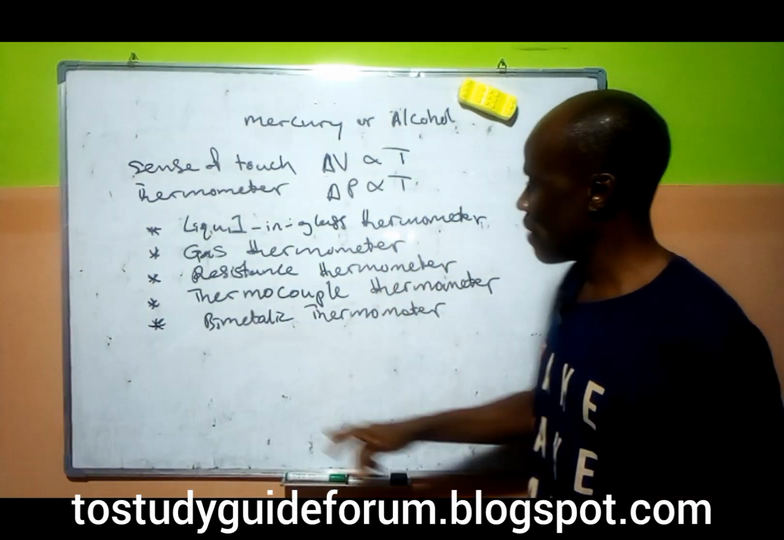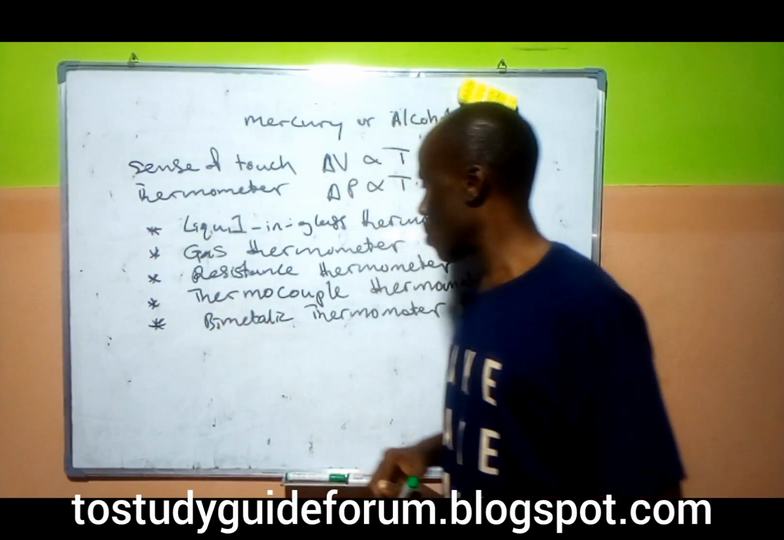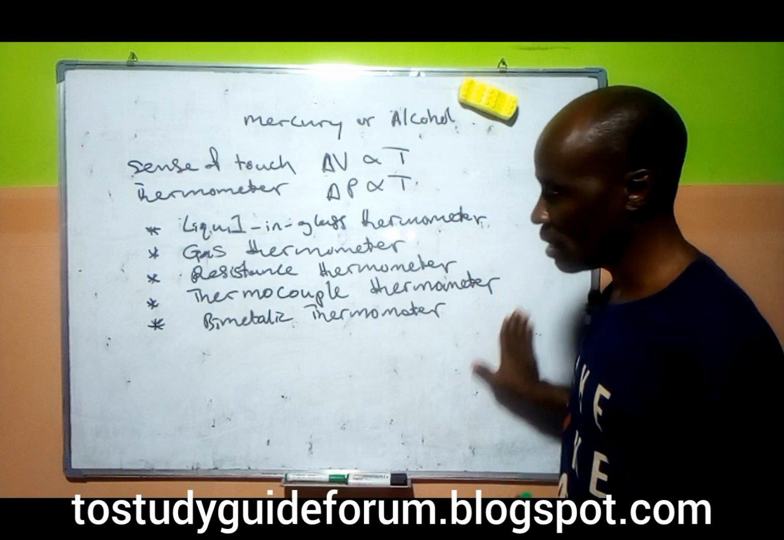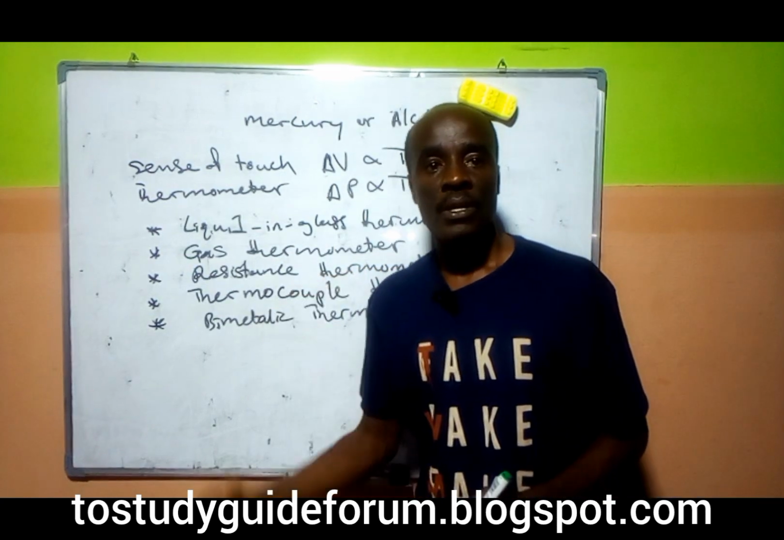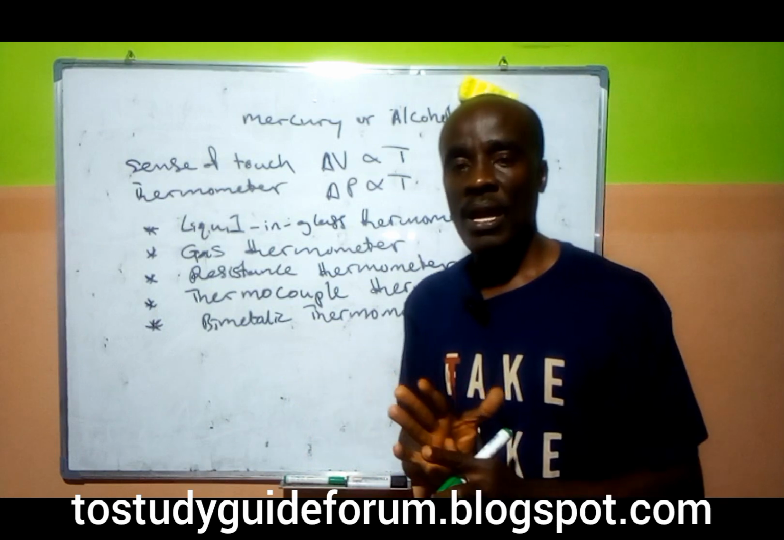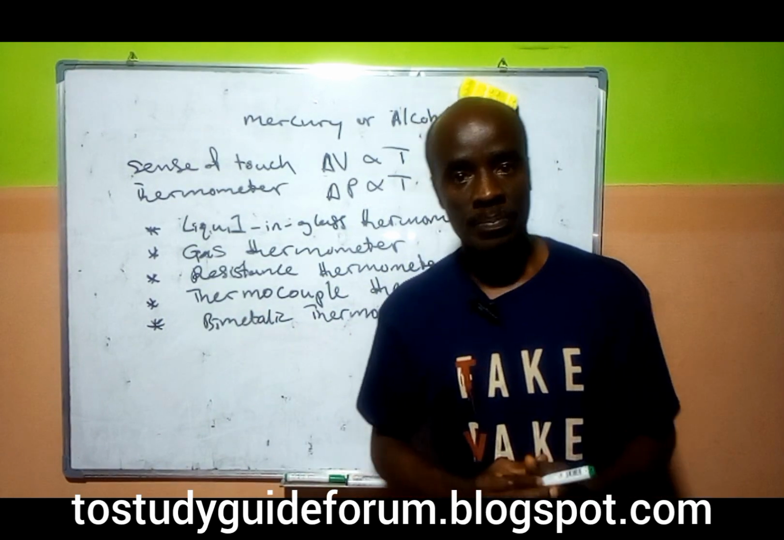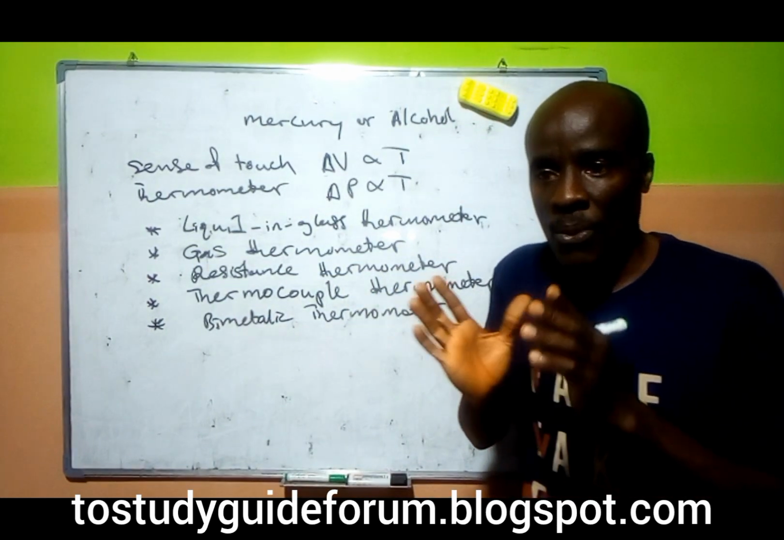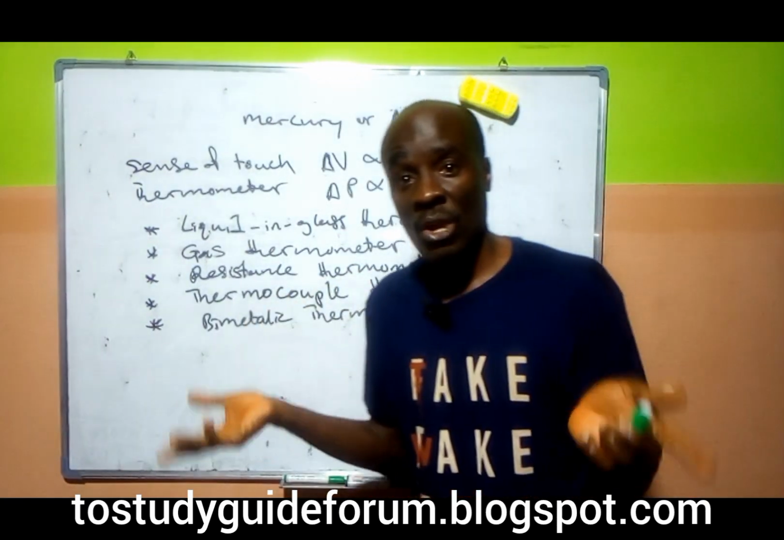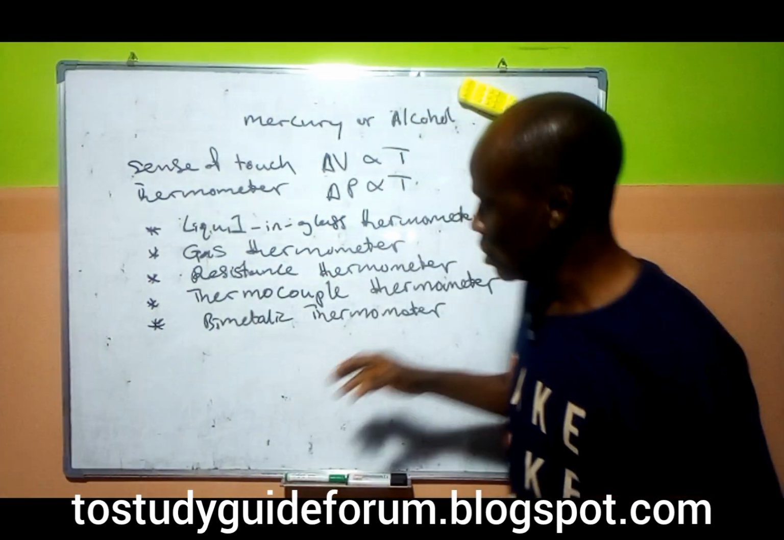So the next one we have here is the thermocouple thermometer. Here we use metals of different conducting ability. They are not the same. For example, iron and copper can be used because they are not the same. Iron and copper, their conductivity varies. So this is what we use here.